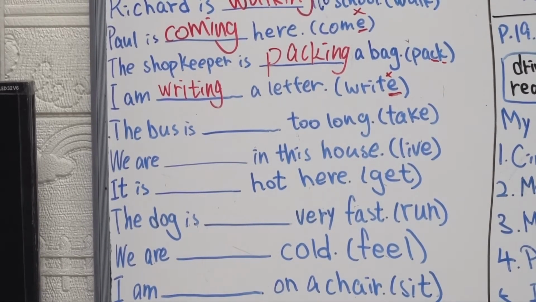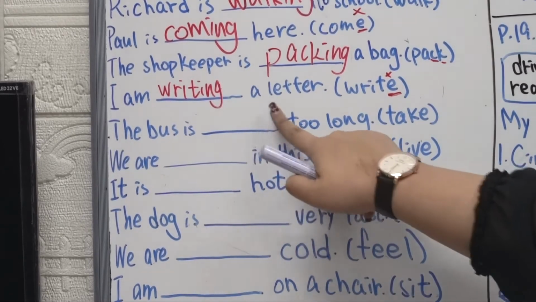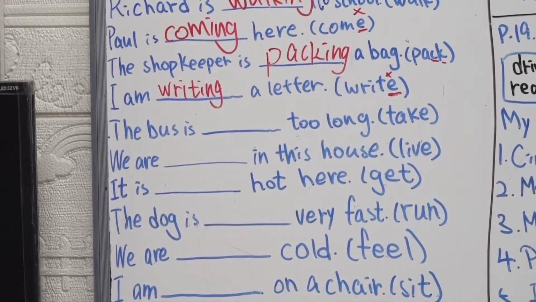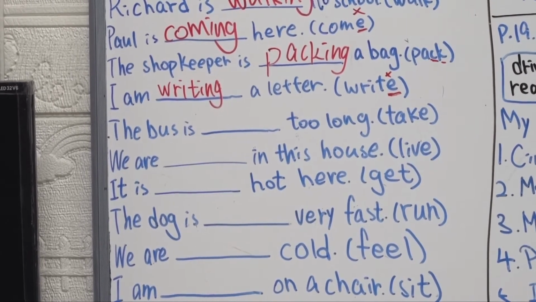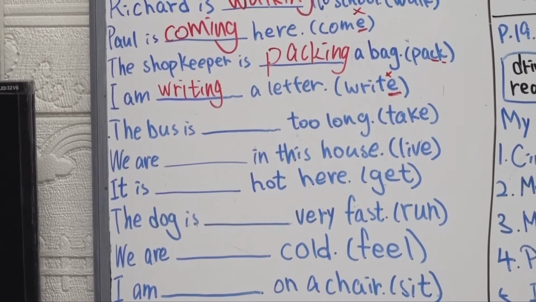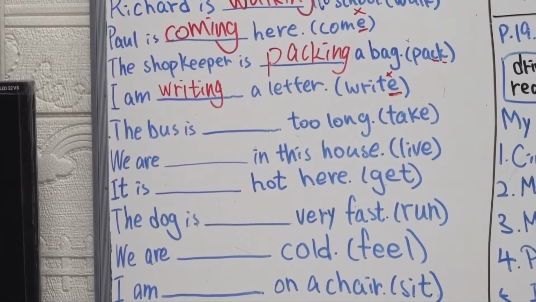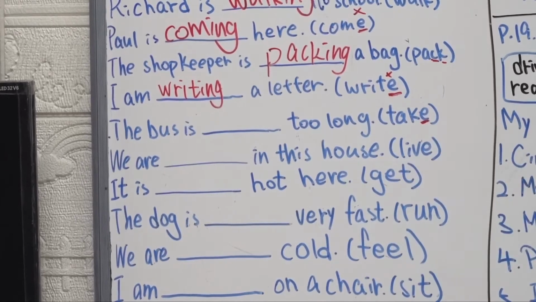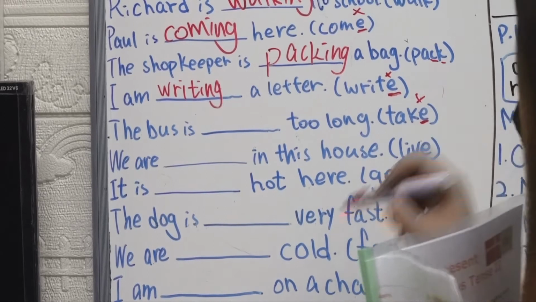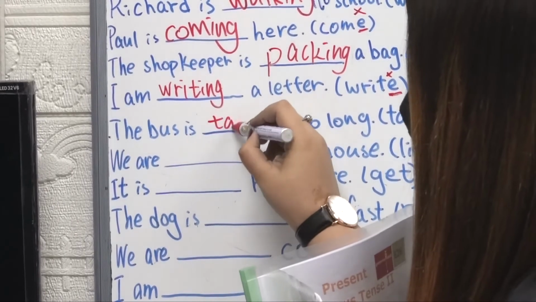Next one. The bus is what too long? The verb here I've given you is take. Take. Is there anything special with take? As you can see, it ends with the letter E, right? So all we do is, again, cross out the E and add ing. Remember?